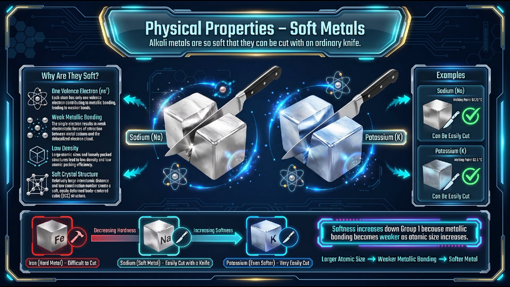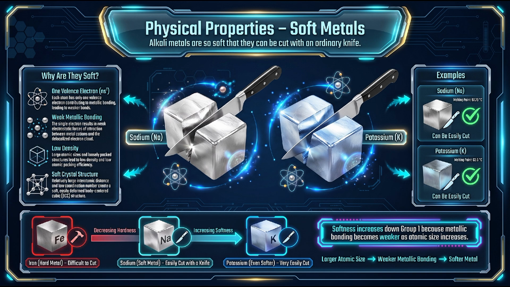As a result, iron is hard, strong, and difficult to deform, whereas sodium and potassium are soft and can be sliced with little effort. Another factor contributing to the softness of alkali metals is their low density. Density is the mass of a substance per unit volume. Alkali metals have relatively low densities because their atoms are large and are not packed together very tightly within the crystal structure. The greater spacing between atoms reduces the packing efficiency of the metal.